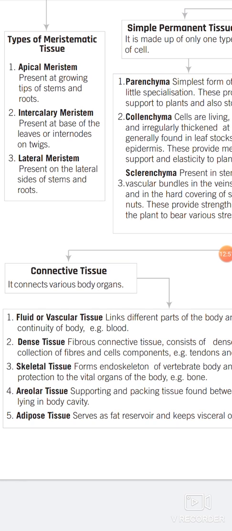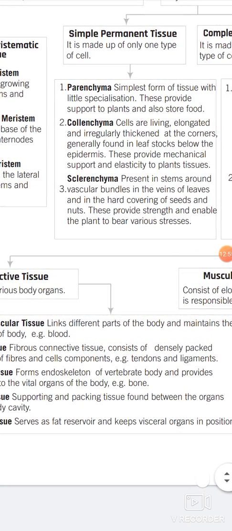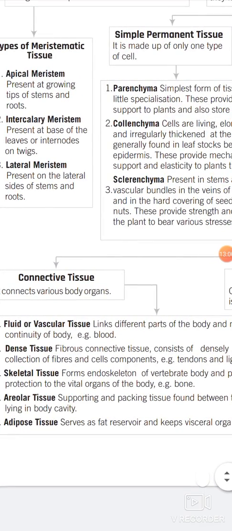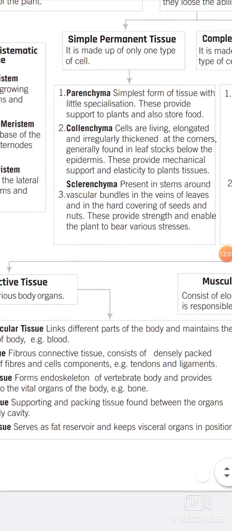Now the second type of tissue is dense tissue, which is fibrous connective tissue. It consists of a densely packed collection of fibers and cell components. Such tissue is mainly made up of fibers. For example, tendons and ligaments. What are tendons and ligaments, dear students? They are particular tissues having elasticity and great strength. They are generally attached to the bones.